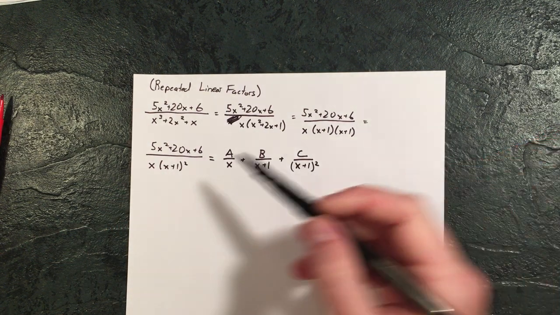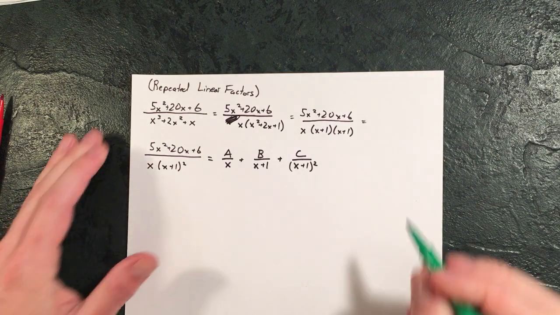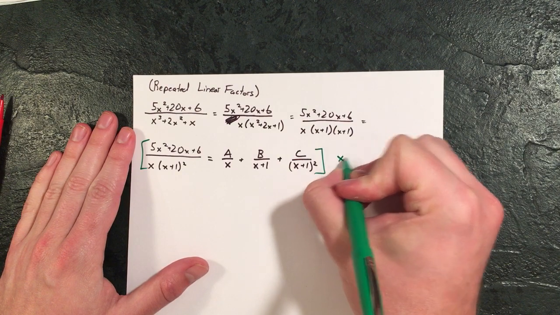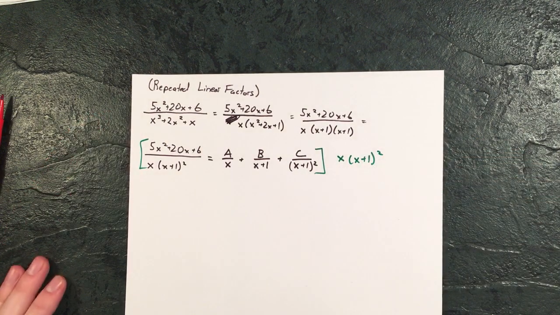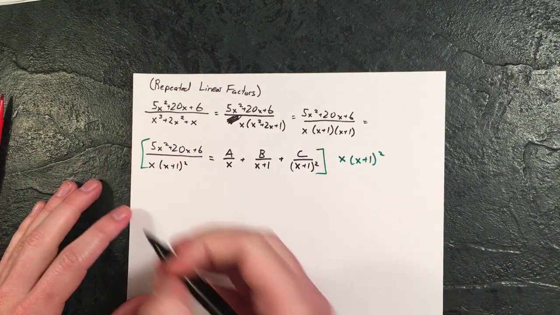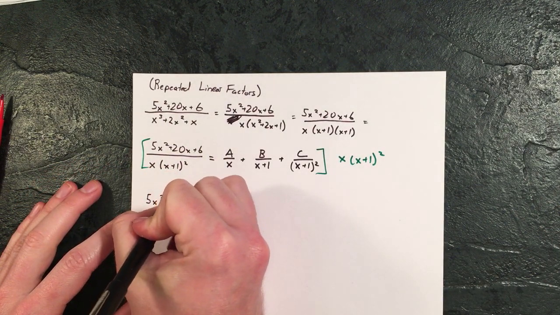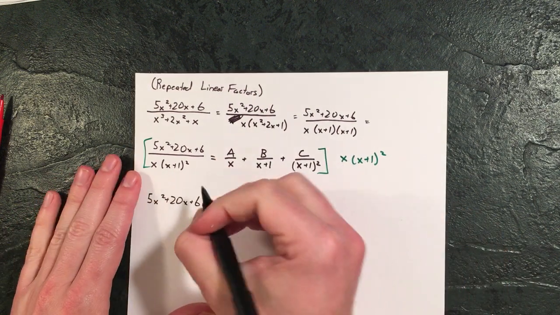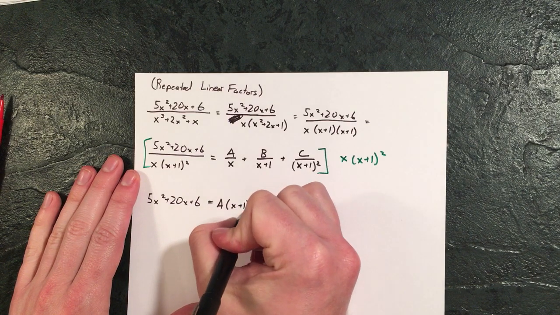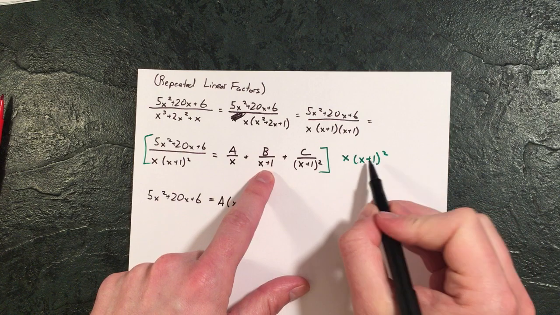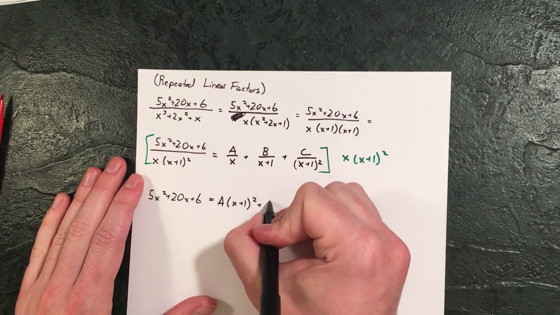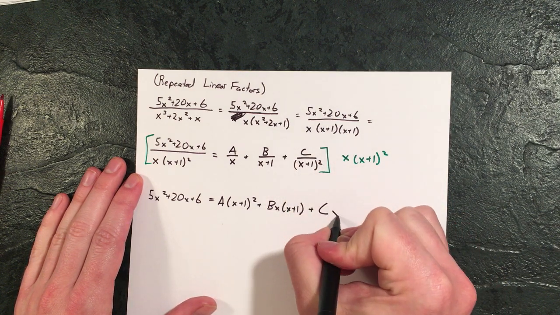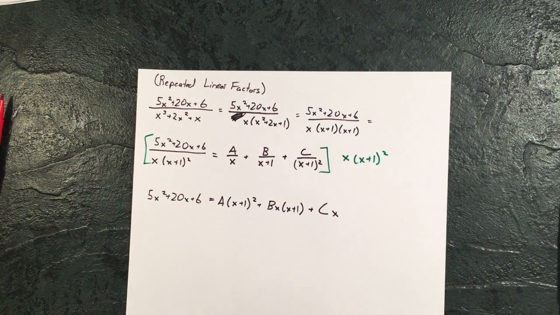Okay, now that we're at this point, let's multiply by that common denominator. So we're multiplying this whole entire equation by x times x plus 1 squared. Over here on the left-hand side, we're just left with that numerator. Over here, just the x's are going to factor out, leaving us with an a times x plus 1 squared. With b, just one of the x plus 1s is factoring out, so we're left with b times x plus 1. And then finally that c term, just an x is left because the squareds factor out.